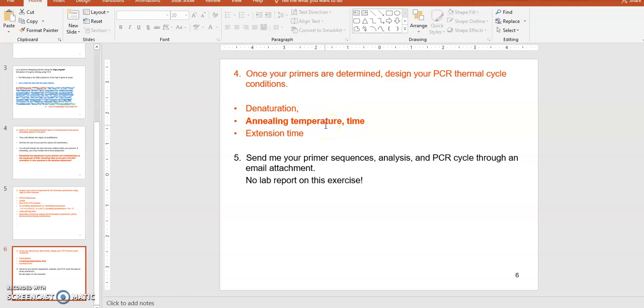The answer is, of course, the lower temperature. If we use a higher temperature, the other primer would not bind. So you have to use the lower annealing temperature of the two primers. The time is about 1 minute, and the extension is about 74 degrees, about 1 minute. So you have to come up with that PCR condition. Once you do that, you have to upload your document to your course shelf. That's the end of this lab.